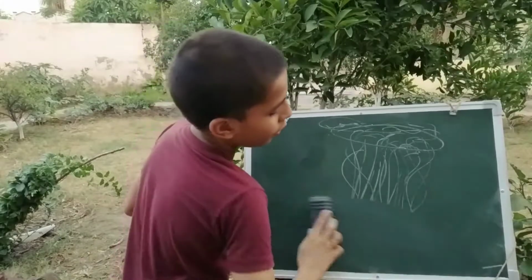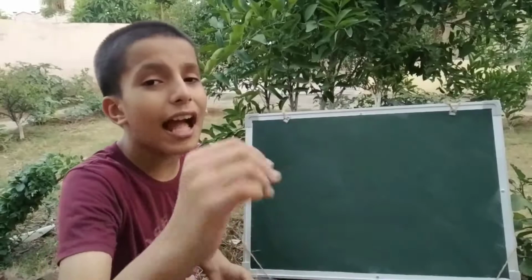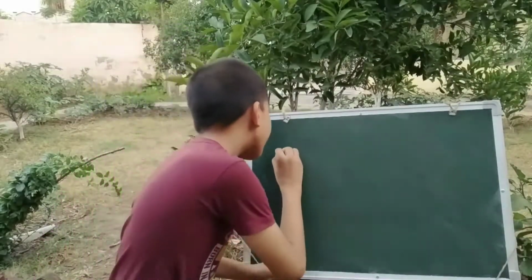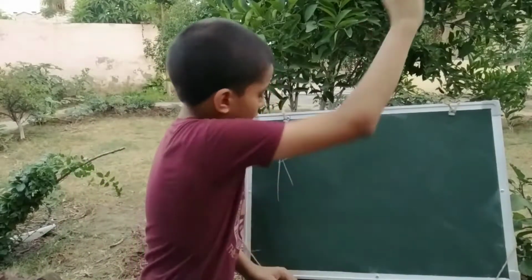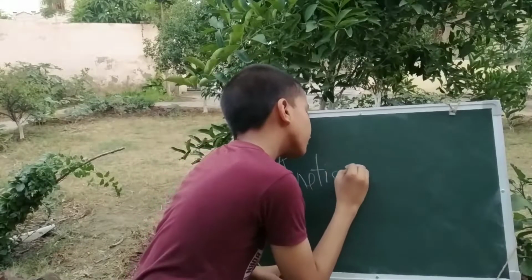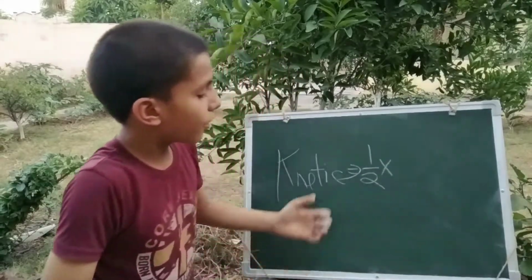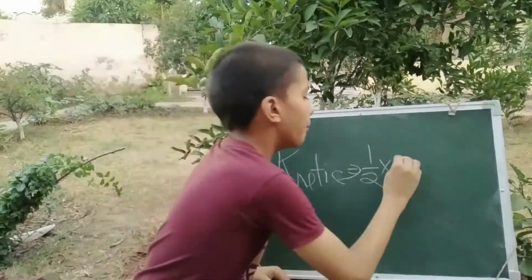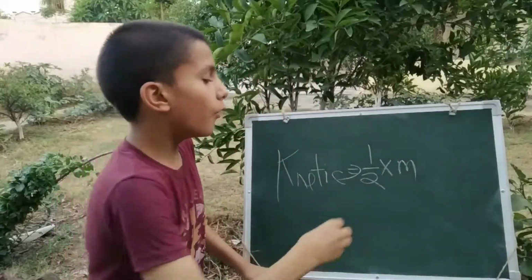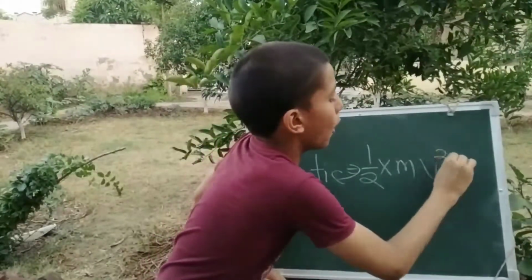Okay. I will now tell you the formula of the kinetic energy. Okay, so that is our one over two multiplied by mass multiplied by velocity, but not velocity, the square of velocity.